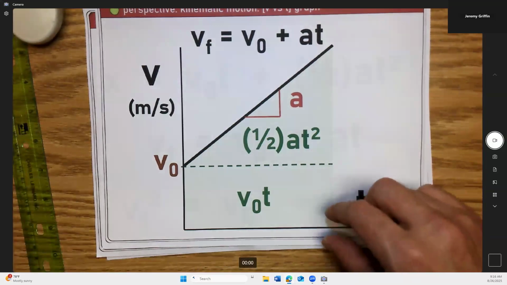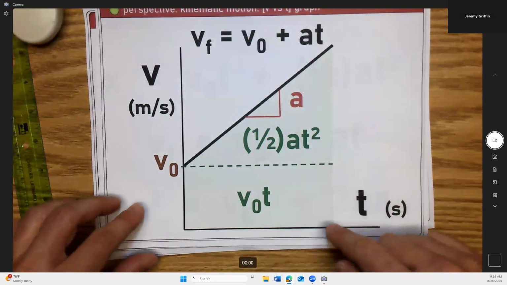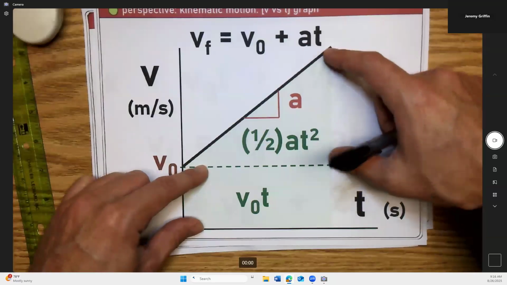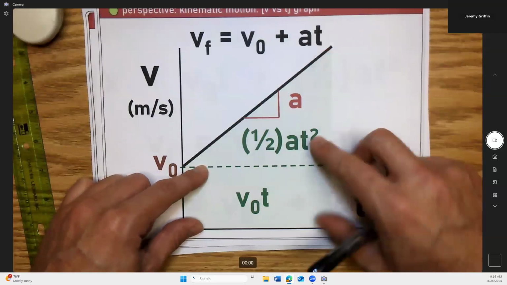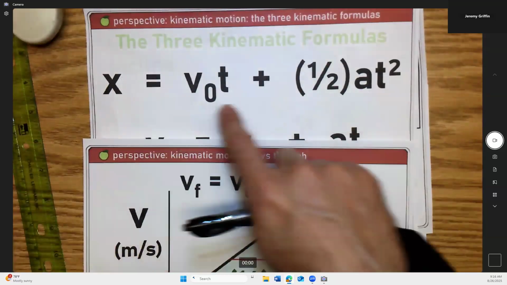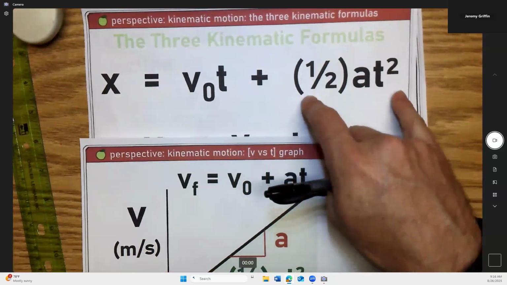So do you guys see, I'm making the claim here, you can probably see where this is going, that if you add these two green regions together, this rectangle plus this triangle, should that be v naught t plus 1/2 at squared? Wouldn't that be exactly this top kinematic formula right here? But I really want to convince you that this 1/2 at squared is true.